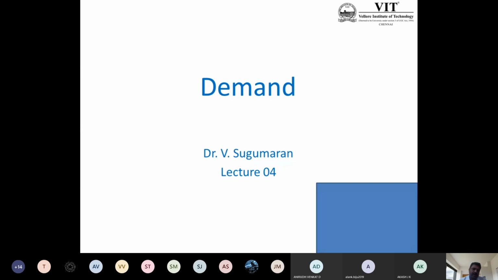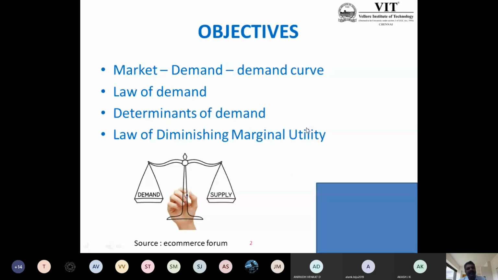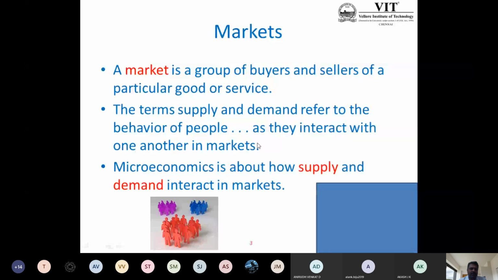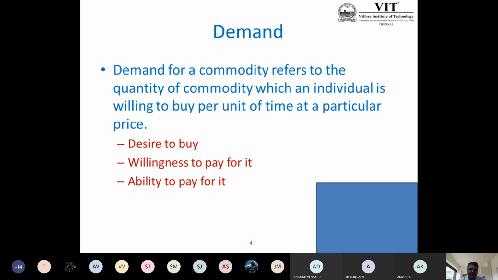Demand. Last class we talked about or defined what is demand. We first talked about the market. Market is a group of buyers and sellers. It need not be any specific place, we already discussed. And market is a place where buyers and sellers meet, and the behavior in the market is defined by the supply and demand, and demand is the first term that we have talked.